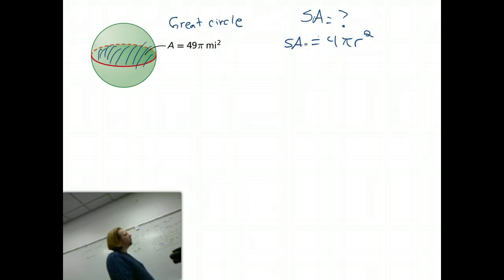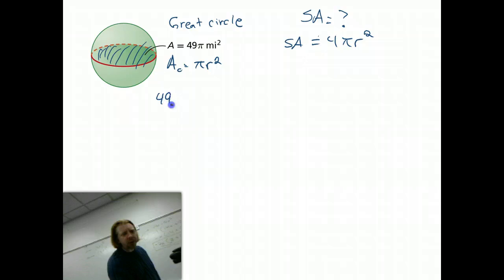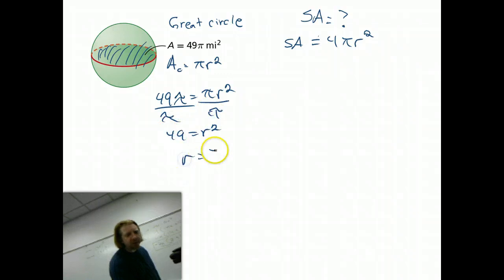Divided by 2... What am I dividing by 2? 49. If I have the diameter, maybe, I can divide that by 2 to get radius. Oh, wait, never mind. Well, I've got the area of a circle, right? Well, the area of a circle is pi r squared. So that means 49 pi is pi r squared. Oh, yeah. Divide both sides by pi. 49 is r squared, so r must be 7 miles.